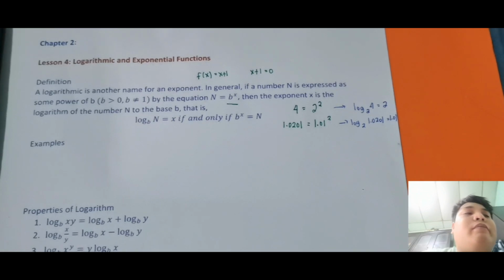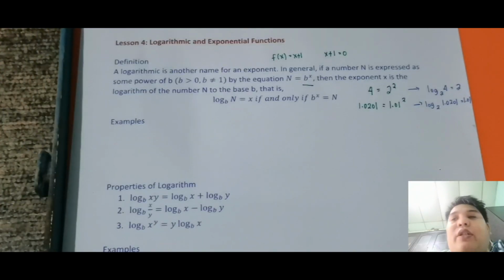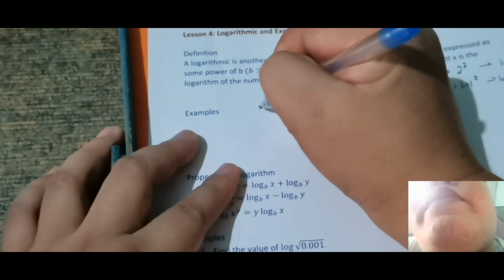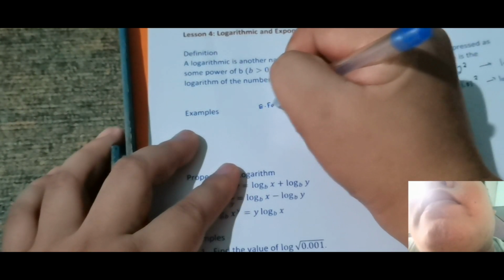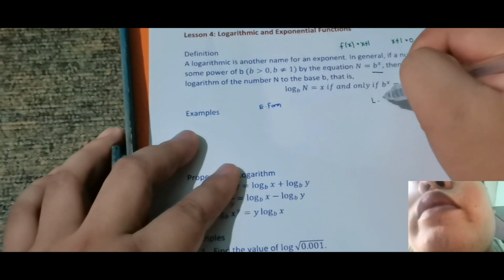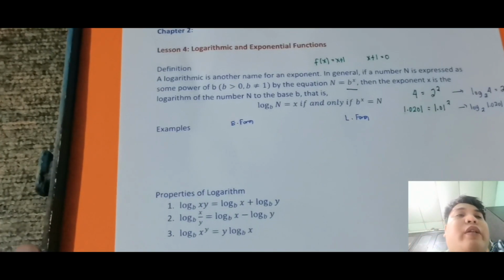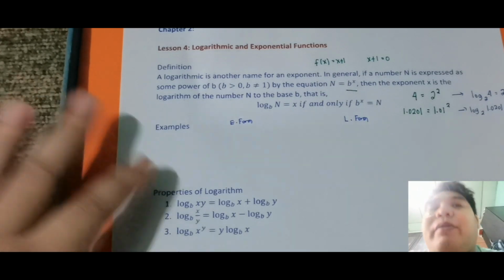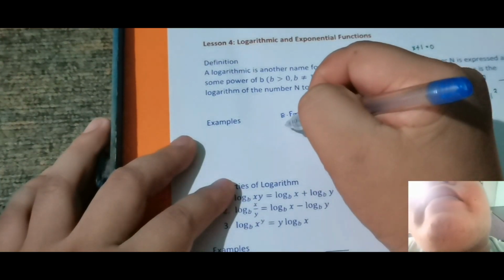Okay, so now let's have a further example para dyan, para mas mag-gets nyo. So let's have an exponential form dito. So ito yung exponential form, ito yung ating logarithm form. So magbibigay ako ng exponential sa logarithm both side. Okay, so ano ba yan, no? So for example, meron tayong 2 raised to x para dito.